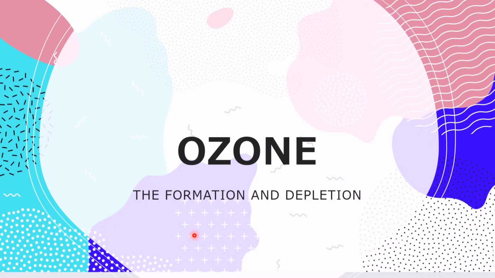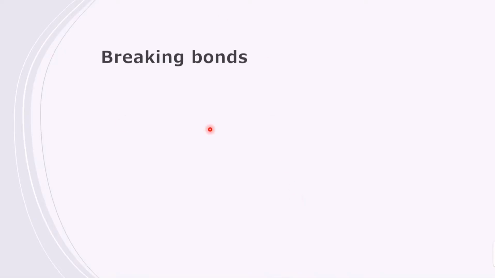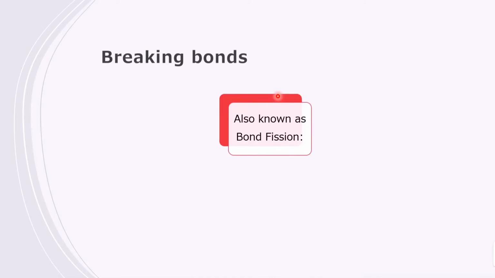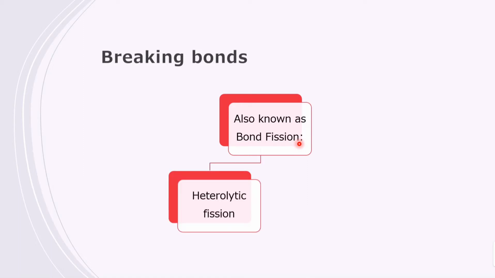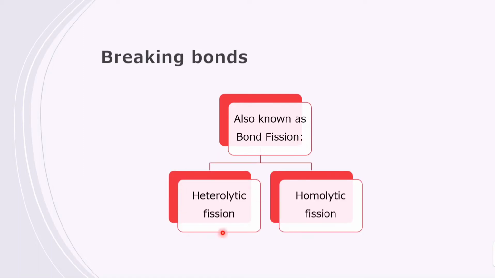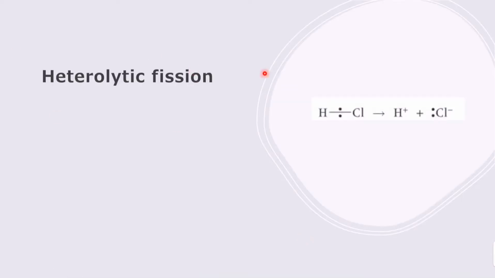So today's video is on ozone, the formation and depletion. First we're going to look at breaking bonds. Another word for breaking bonds is just bond fission. There are two types of bond fission, which are heterolytic fission and homolytic fission. Heterolytic fission is the one we're going to start looking at.